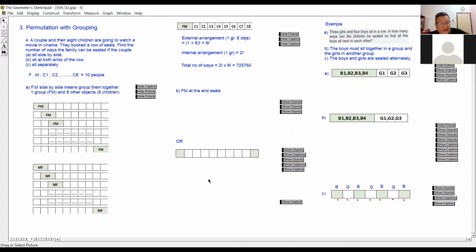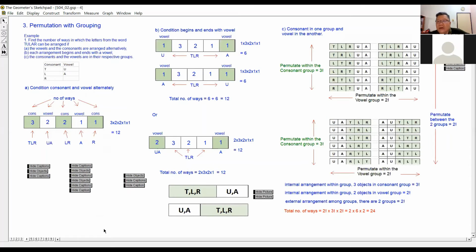Now, the first case, all the objects are grouped according to consonant one group, vowel one group. So all of them group. Got any balance letter or alphabet that you didn't group them? No. All of them come into grouping. So we say that there are two groups and we permutate the two groups.